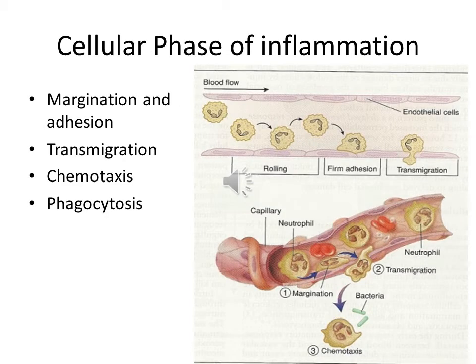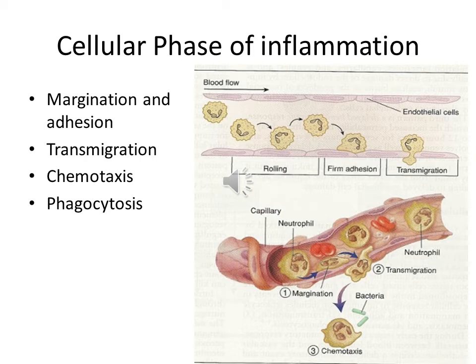Now let's think about the cellular phase of inflammation. During the cellular phase, two things are happening. Leukocytes are moving to the area affected, and chemicals are being released from the tissue cells that are affected by the injury or infection. There is a definite sequence to what is happening with the leukocytes.